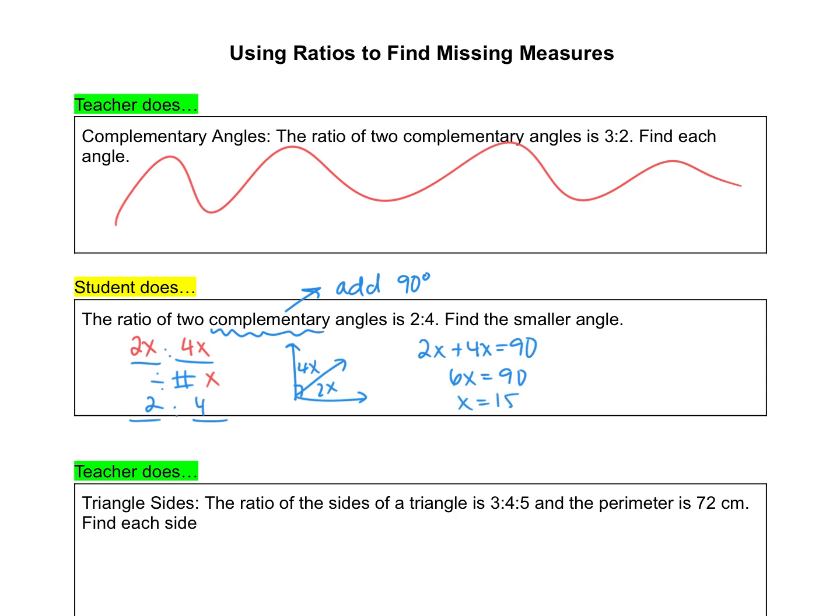Now, what do we need to actually find? The smaller angle. Do you think that's the 2x or the 4x? 2x. So if we do 2 times 15, our smaller angle is 30 degrees.